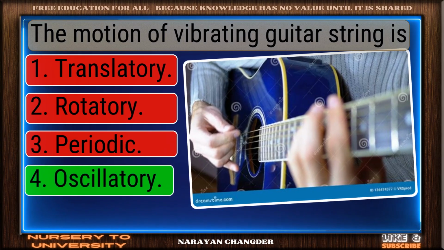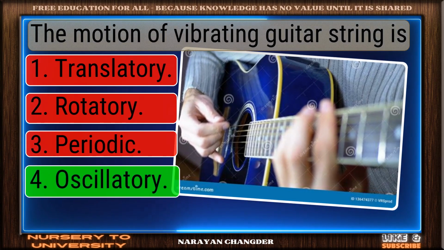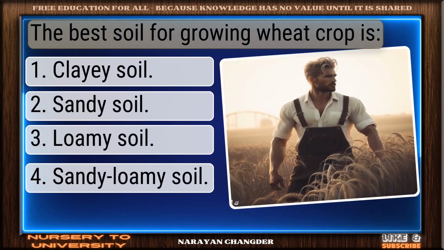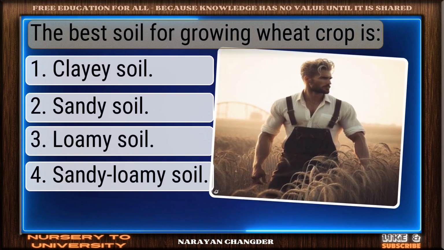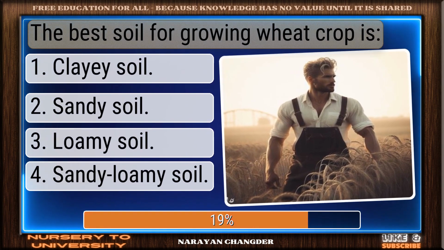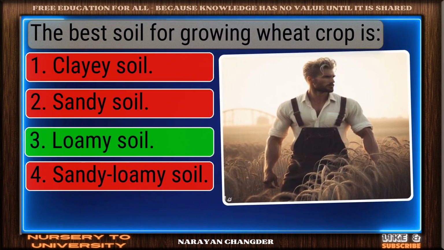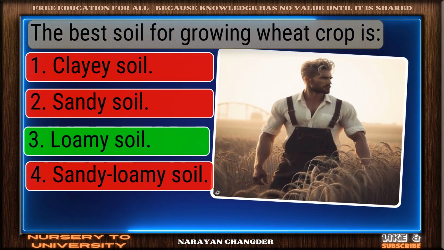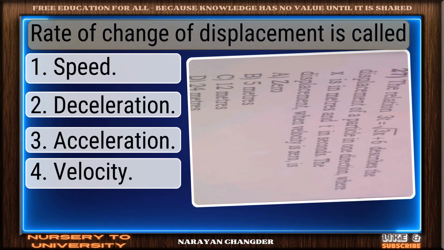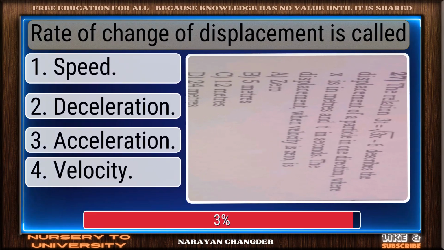Great thinking. Oscillatory is the right choice. Question number 98. The best soil for growing wheat crop is? Perfect. Loamy soil is the correct choice. Question number 99. Rate of change of displacement is called?